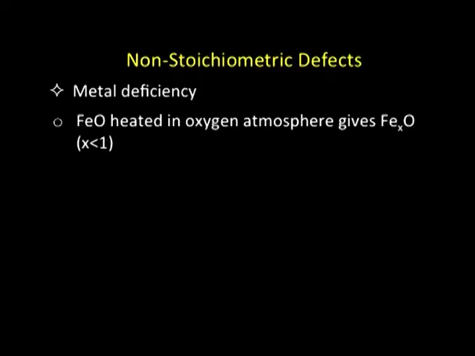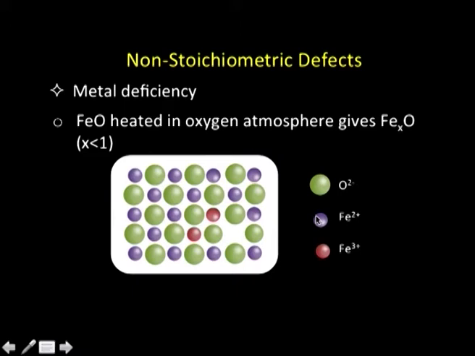Now let us move on to another kind of non-stoichiometric defect, called the metal deficiency defect. In the previous case, we had metal excess. The typical example now is that of ferrous oxide. Ferrous oxide, when heated in an oxygen atmosphere, gives the composition Fe(x)O, where x is less than 1. That means there is less iron compared to oxide ions. And structurally, that is how we represent it.